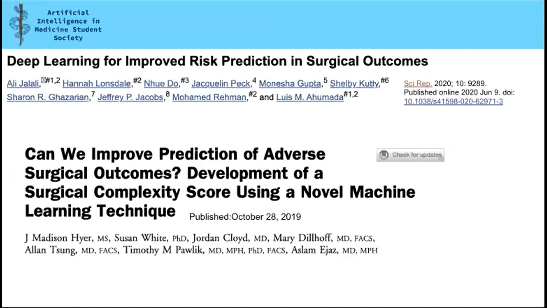There's this interesting study, can we improve predictions of adverse surgical outcomes? They use a machine learning technique to figure out whether or not a patient is going to reject or accept a transplant. And same thing here, deep learning for improved risk predictions and surgical outcomes. So are they actually going to benefit from the surgery?